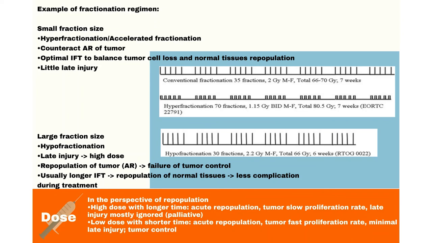Okay, the third factor that affects repopulation is dose. So from the perspective of repopulation, high dose is usually accompanied with a longer time. It allows for the acute responding tissue cells to repopulate. This is generally used in slower tumor proliferation rate, and late injuries are mostly ignored because it is for palliative care. In low dose with shorter time, the acute repopulation happens because they repopulate really fast. This is ideal for a fast proliferating tumor. It has minimal late injuries and it is successful in controlling the tumor.